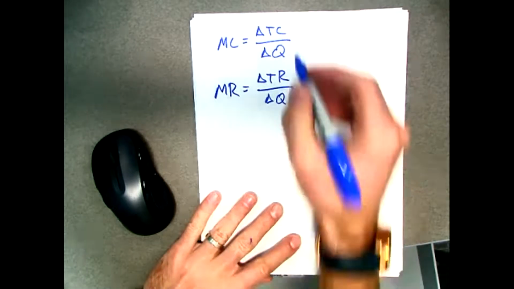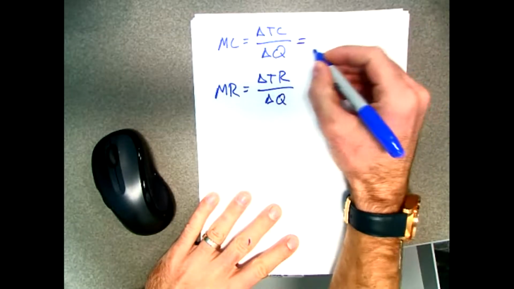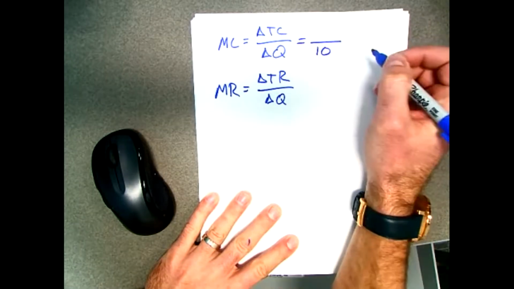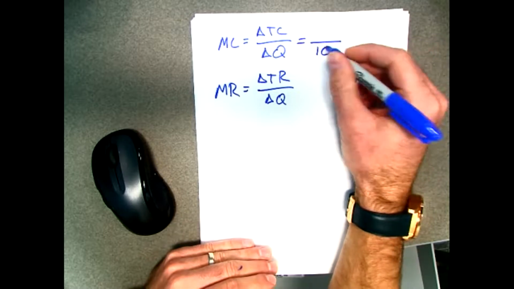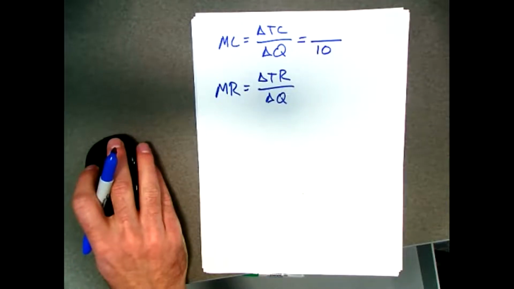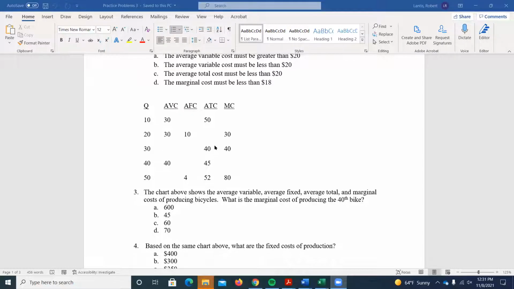So here we had a 10 unit jump. So the change in quantity was 10, right? It went from 30 to 40. Okay. What would the change in my total cost be? Well, we have a little bit of work we would have to do here because all I have are the average total costs, okay? But if I'm producing 30 units and on average, each one costs me $40 to produce, what are my total costs there?